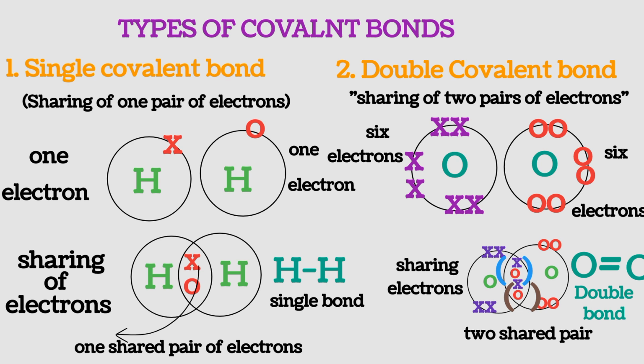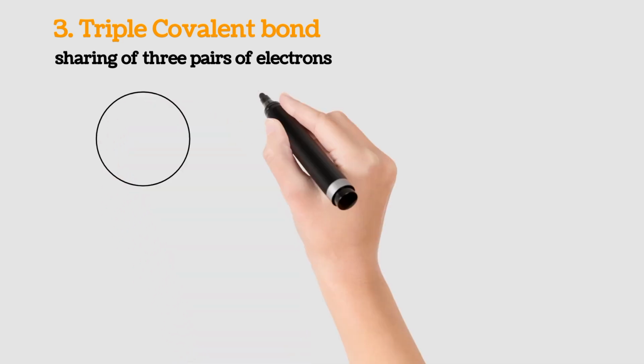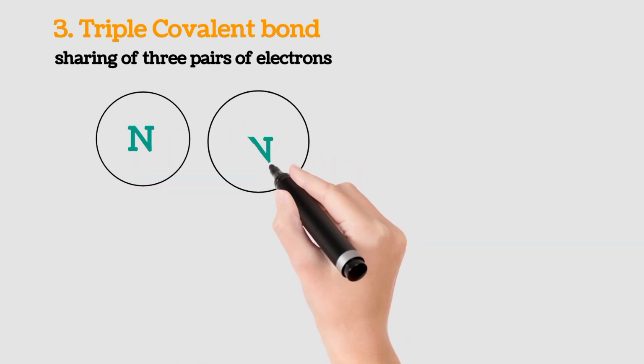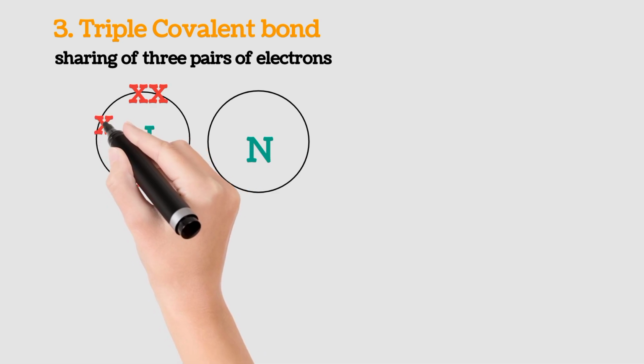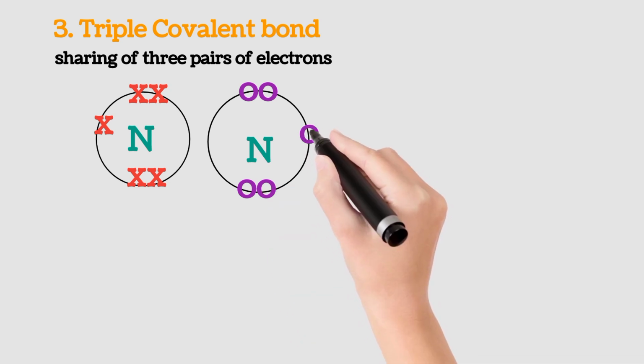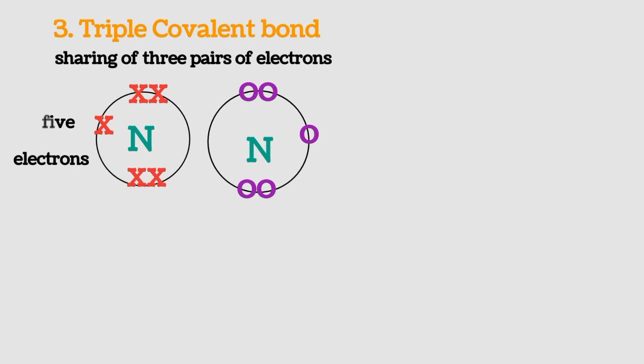Let's look at the third type of covalent bond, which is the triple covalent bond. In this type of covalent bond, we have 2 atoms sharing 3 pairs of electrons. For example, let's consider 2 atoms of nitrogen. These are the 2 atoms of nitrogen. You can see that there are 5 electrons present in the valence shell of this nitrogen, and it needs 3 more to attain stability. Also, there are 5 electrons in the second atom and it needs what? 3 more to attain stability.